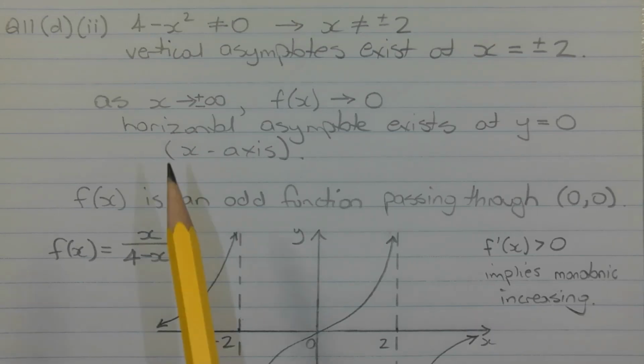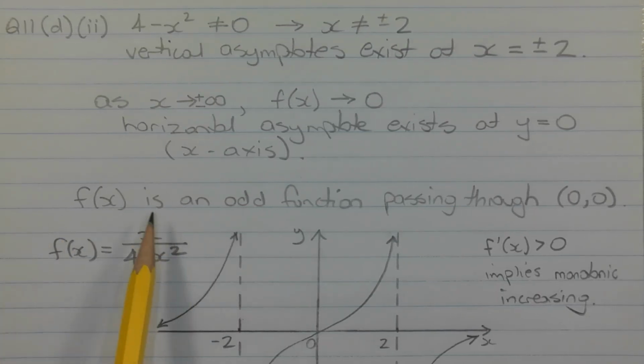Now let's see what happens when x approaches plus or minus infinity. In other words, as x gets really large or really small, what happens to the value of f of x? So if we recall that f of x is equal to x over 4 minus x squared, we have an x over an x squared term here. When x is really large, the 4 in the denominator has little effect, and x over x squared simplifies to 1 over x, and as x approaches infinity, or negative infinity for that matter, 1 over x approaches 0.